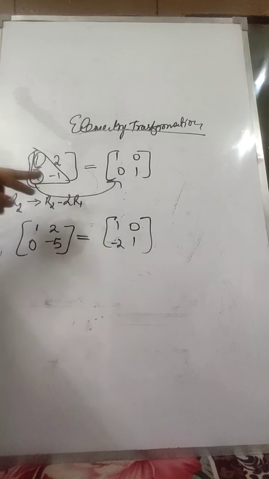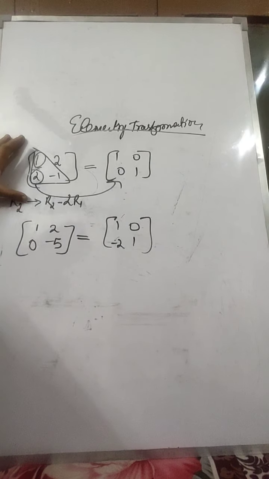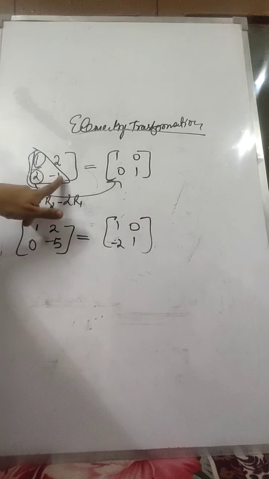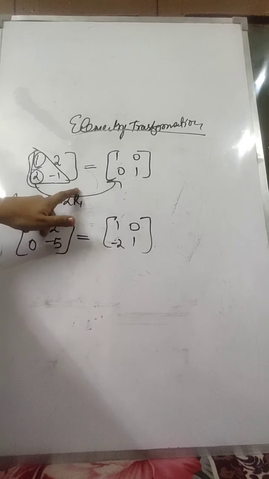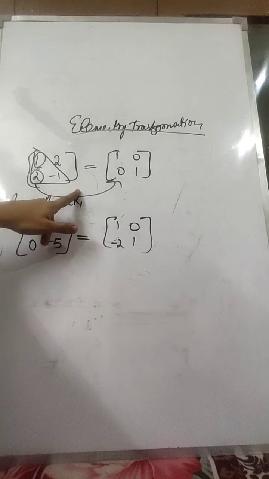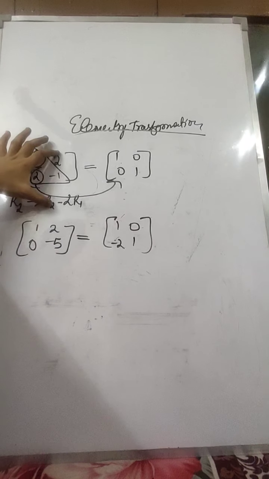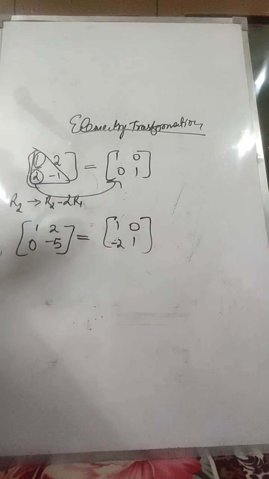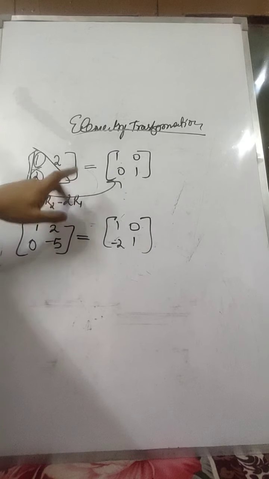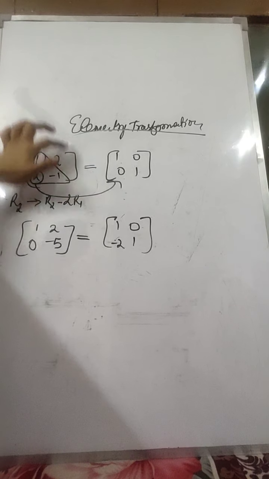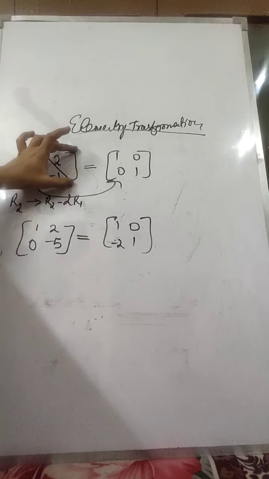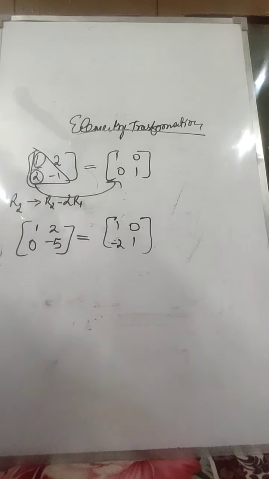Then next step, if it's a 3 cross 3 matrix, then I'll make this third element as 1. In the fourth step, fifth step, or sixth step, if this and this take 2 steps, then in the fifth step and then in the sixth step I'll make these two zeros. So max to max it should take 6 to 7 steps to solve the whole matrix.